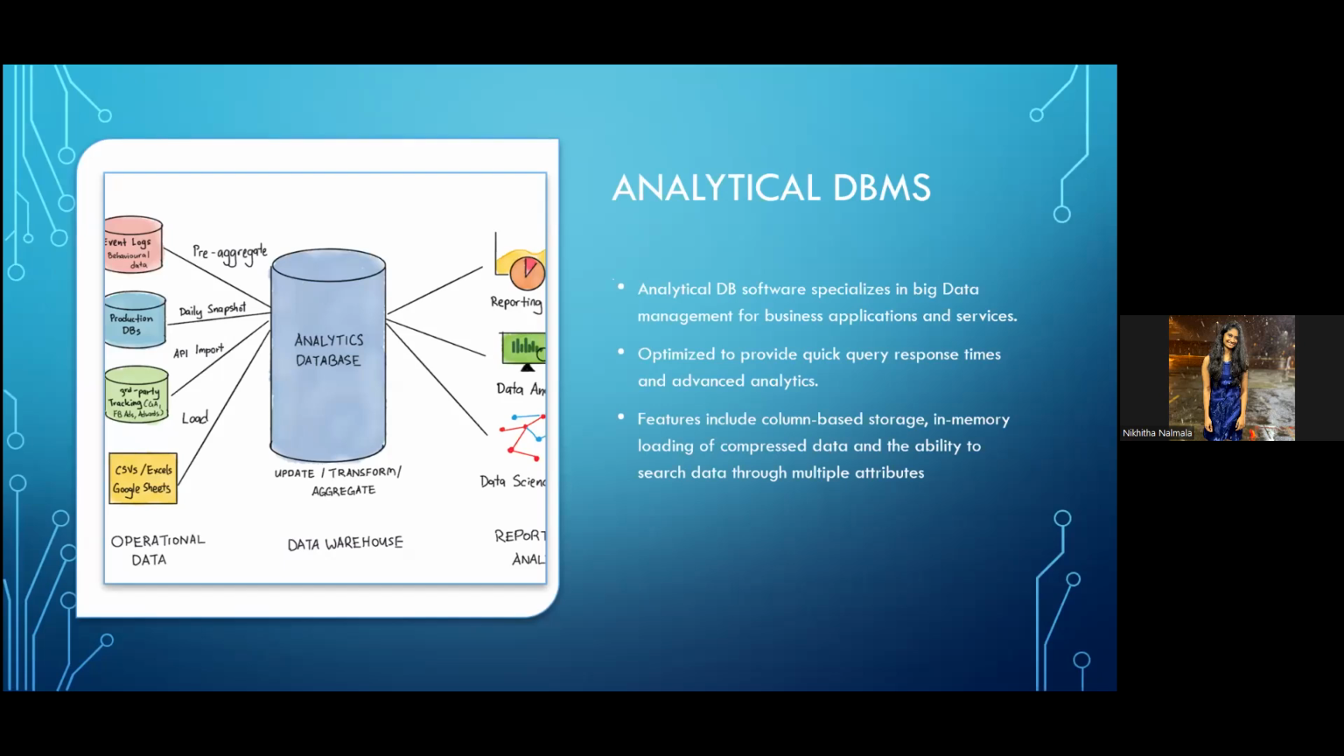So, what are analytical DBMS? This is a kind of database management system which specializes in big data management that is useful for business applications and services. The main benefits of this analytical DBMS are quick query response times and advanced analytics. The main features include column-based storage, in-memory loading of compressed data, and the ability to search data through multiple attributes.